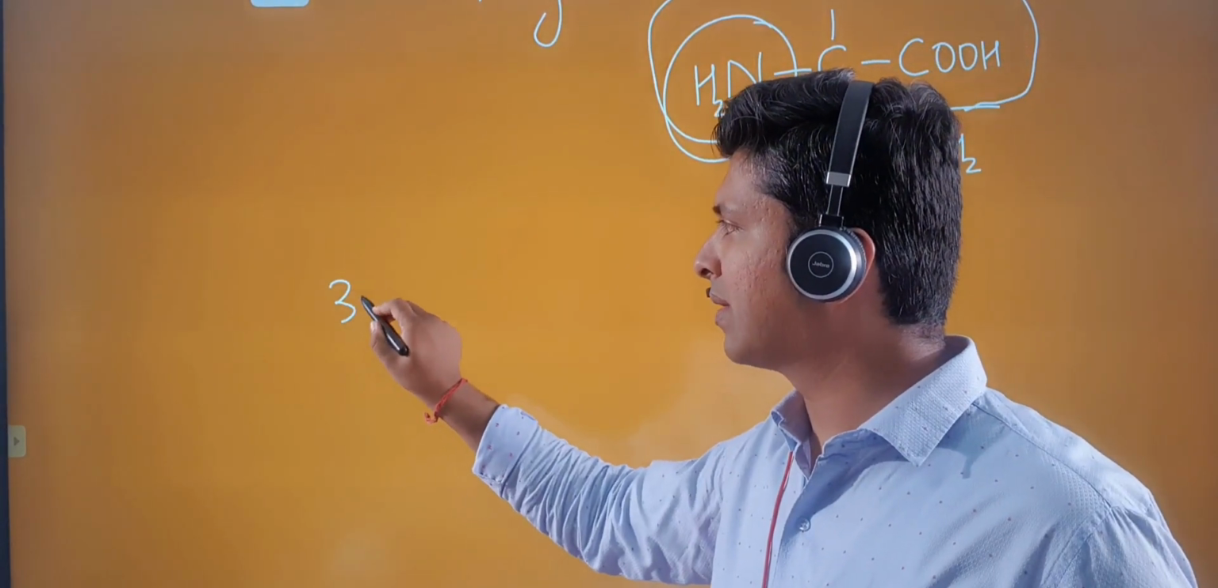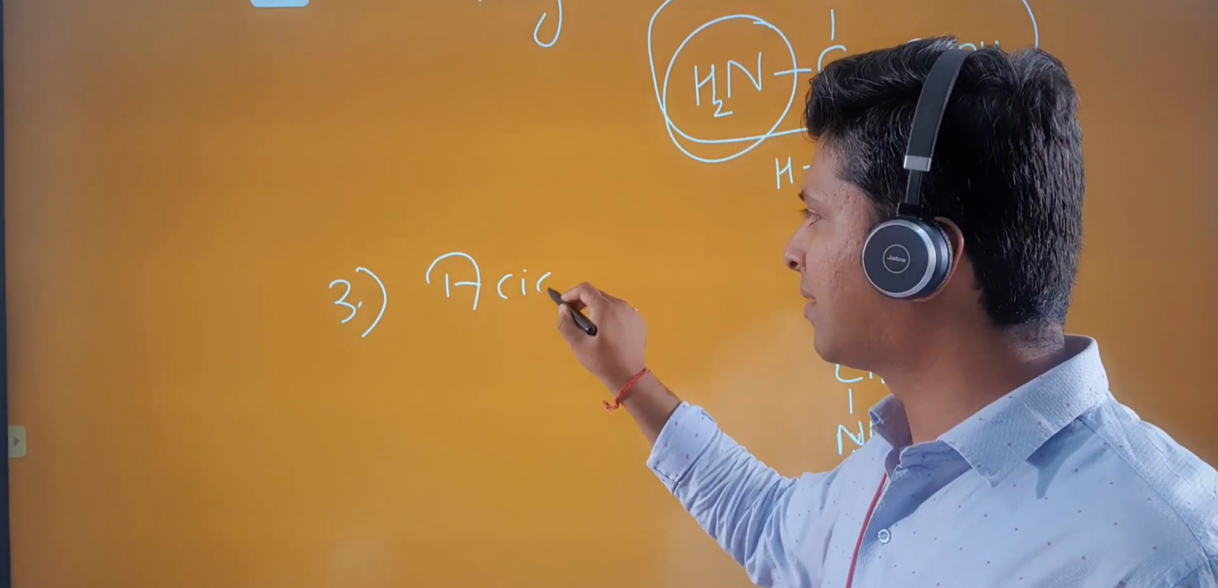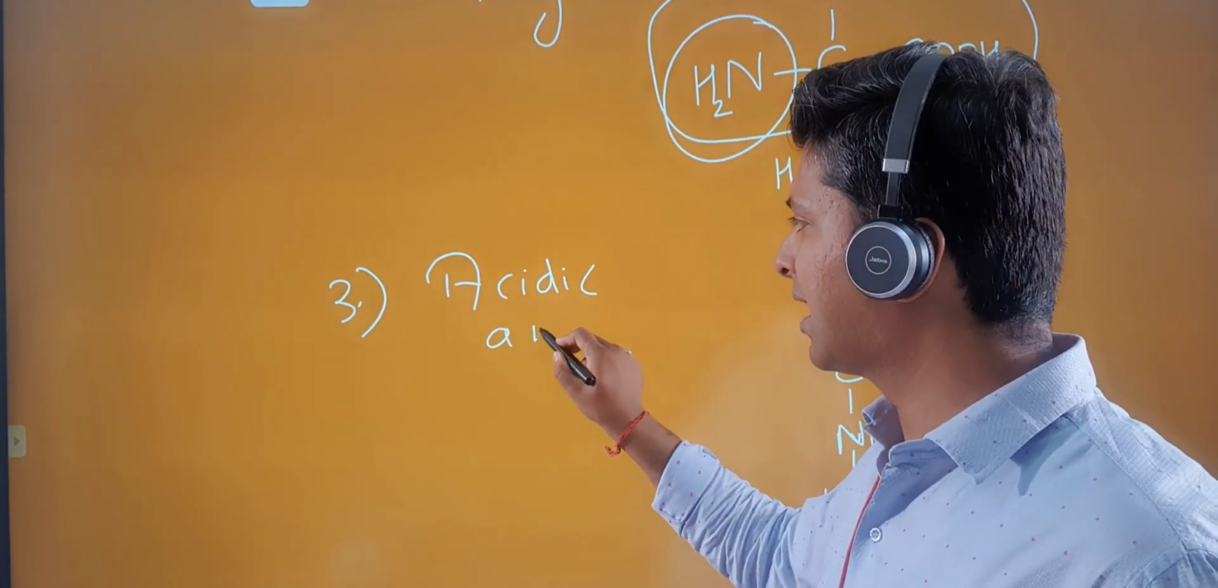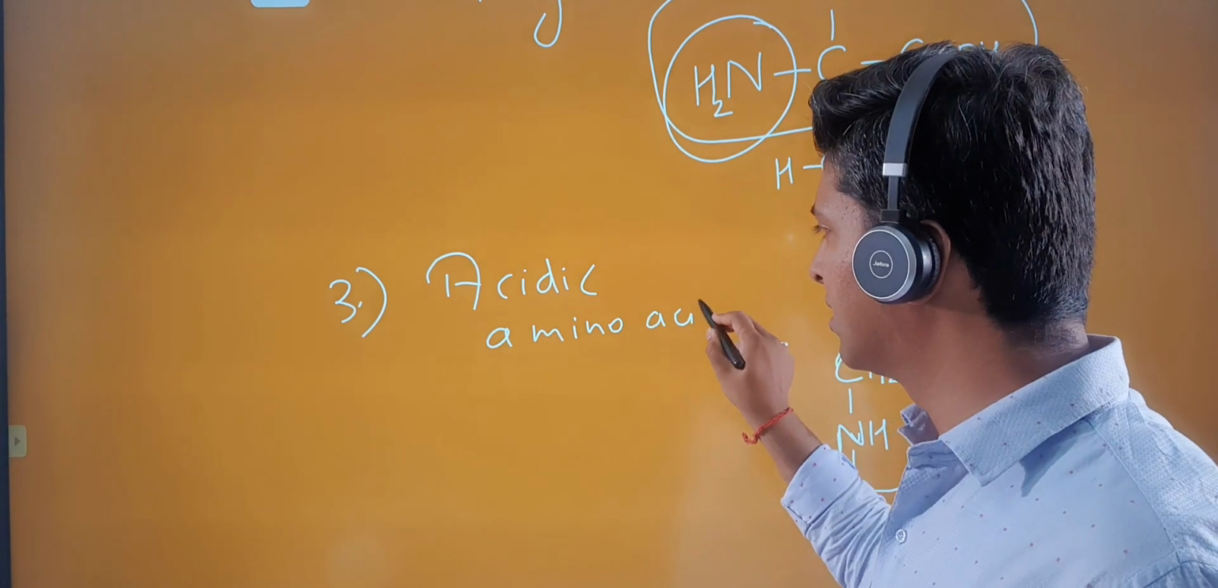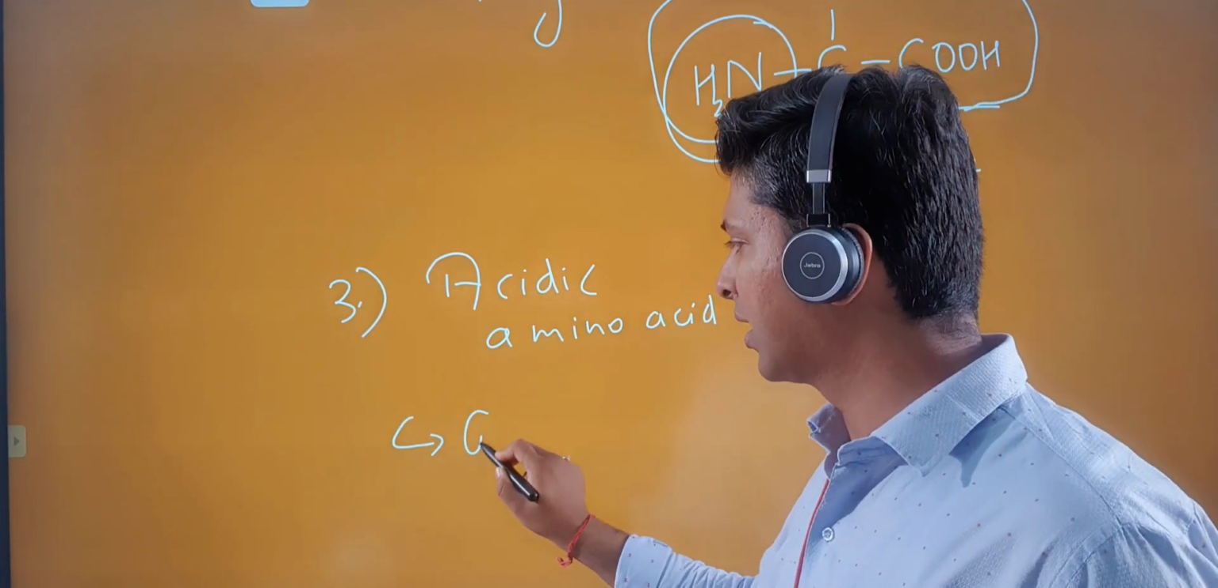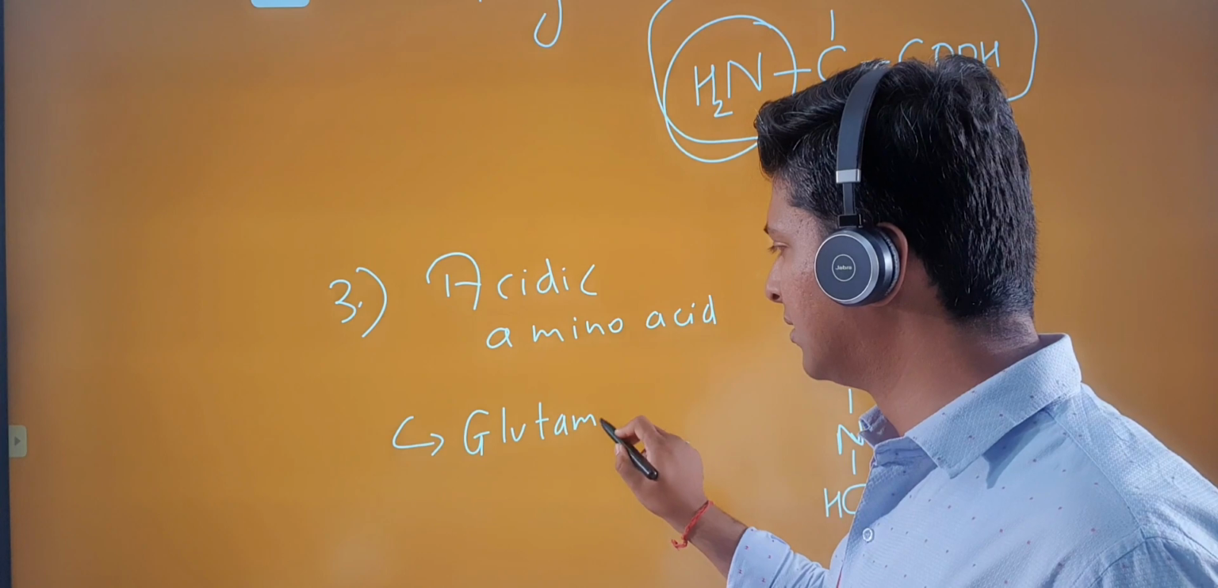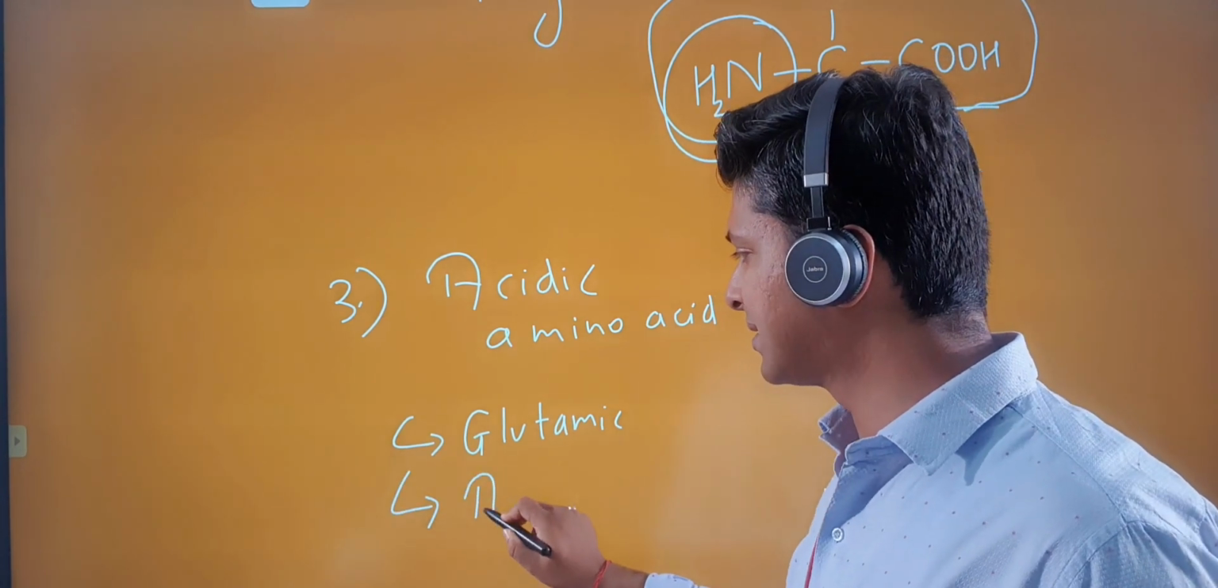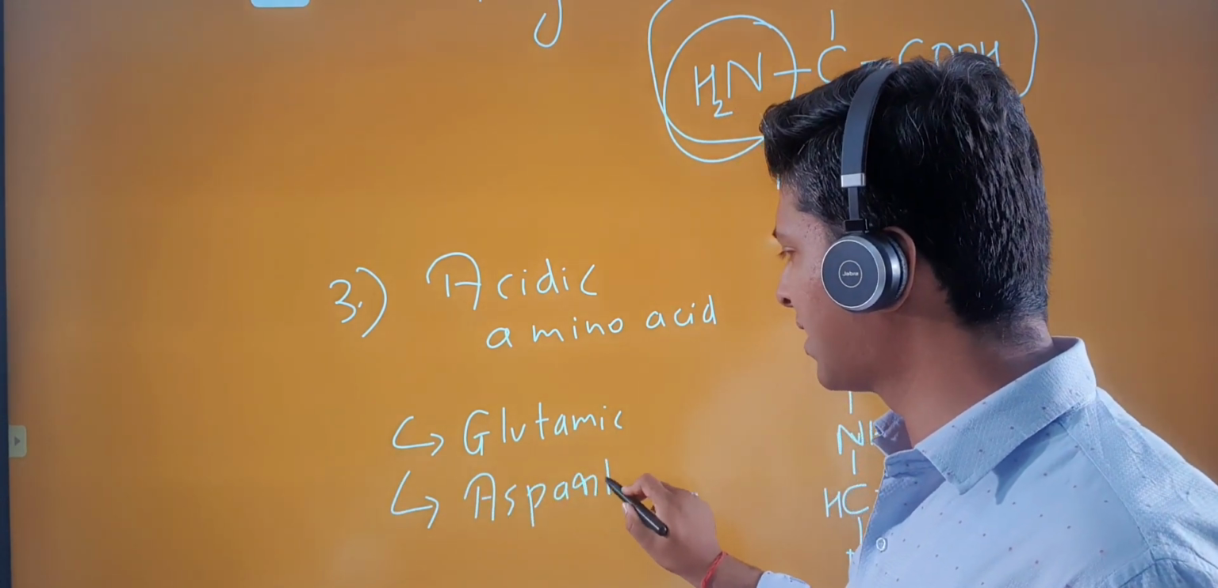Now the third part which we are having is the acidic amino acids. So acidic amino acids will be having glutamic acid. Okay, examples will be glutamic acid and aspartic acid. Okay, glutamic acid and aspartic acid.